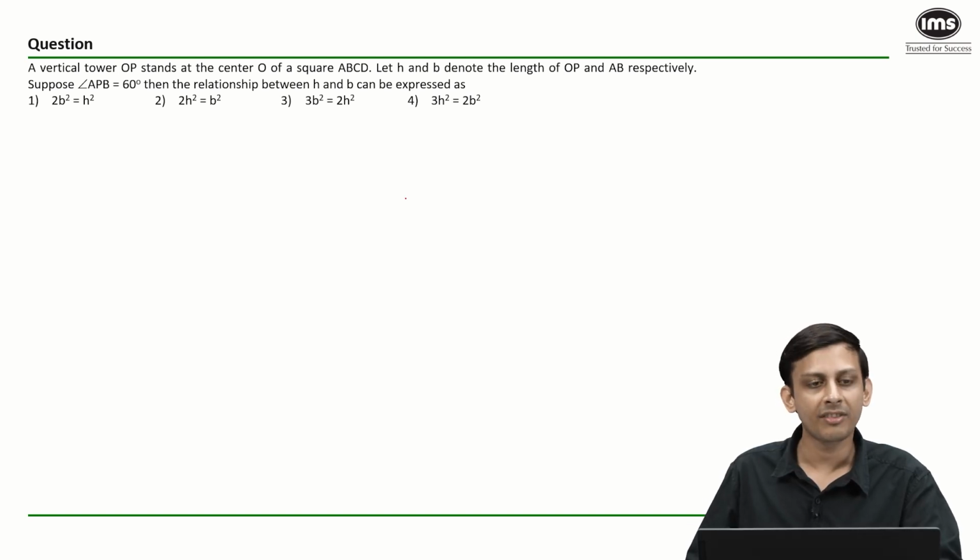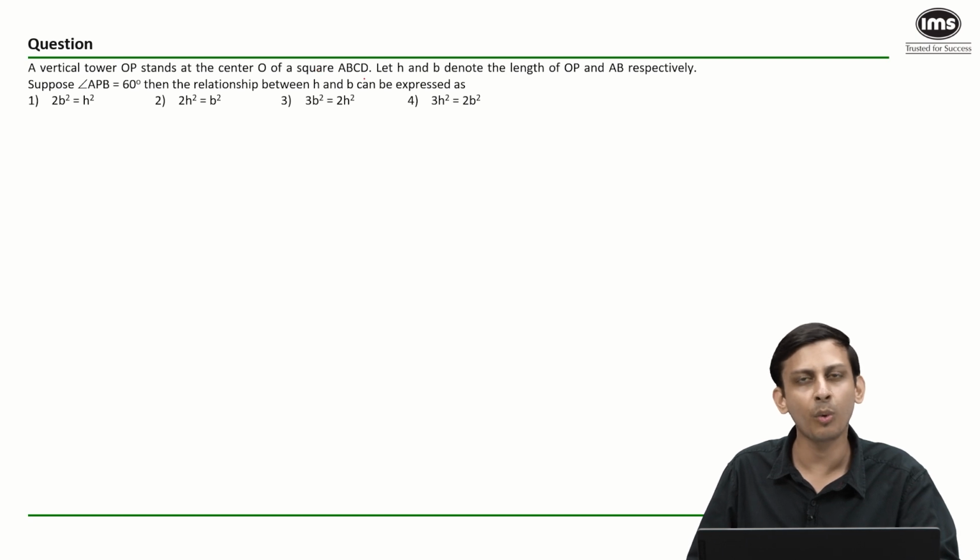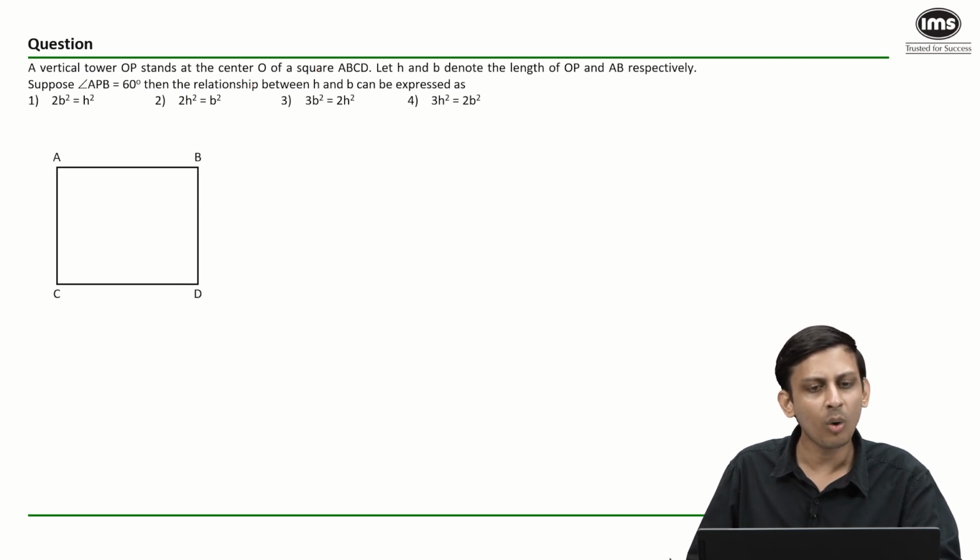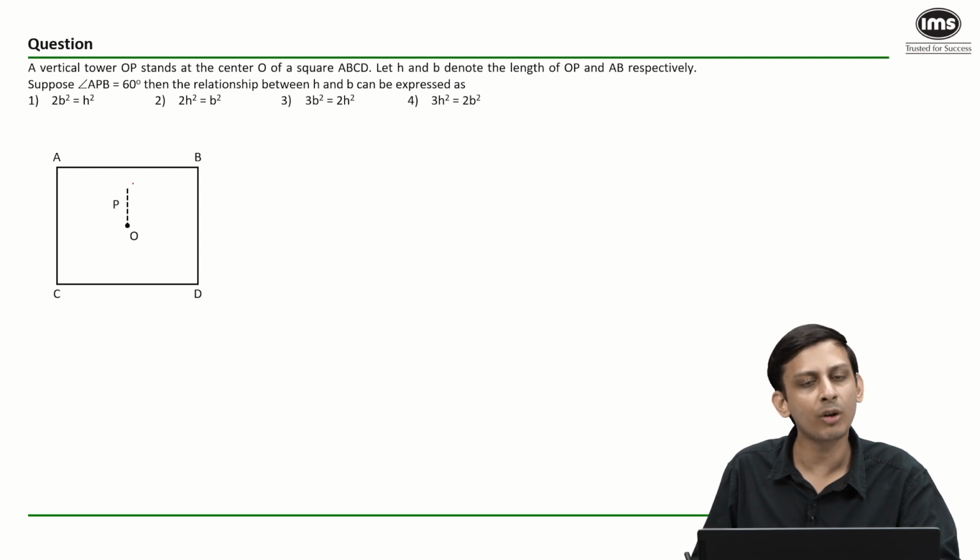If we take a look at this question, a vertical tower OP stands at the center O of a square ABCD. Let H and B denote the length of OP and AB respectively. Suppose angle APB is 60, then the relationship between H and B can be expressed as. So if we make the diagram, first of all, we will have a square ABCD. Now we will have a center O, and from the center, we will have a vertical tower OP.